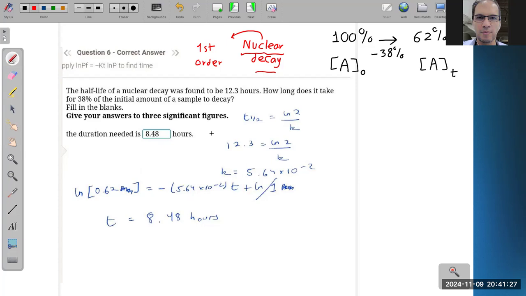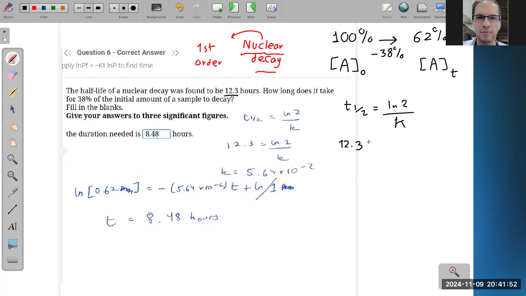Which equation do I use? Do I use first or second or zero? So I will use the first order. I know for the first order, T half is equal to ln 2, or let's say 0.693, divided by K. What is the T half? He told me the T half is 12.3. What is the T half? The time required for the concentration to decrease by half.